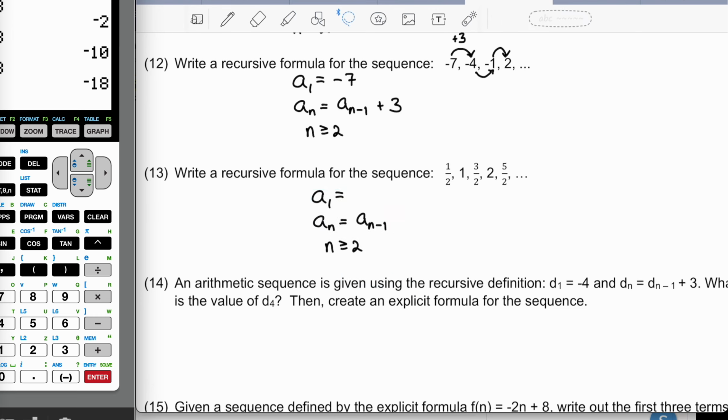All right, so for 13, again, the first value, 1/2, we say, how do we get from the first term to the second term, from the second to the third, third to the fourth, and fourth to the fifth? It looks like we're adding 1/2 every step of the way. All right. So previous value plus 1/2 gives the next value.